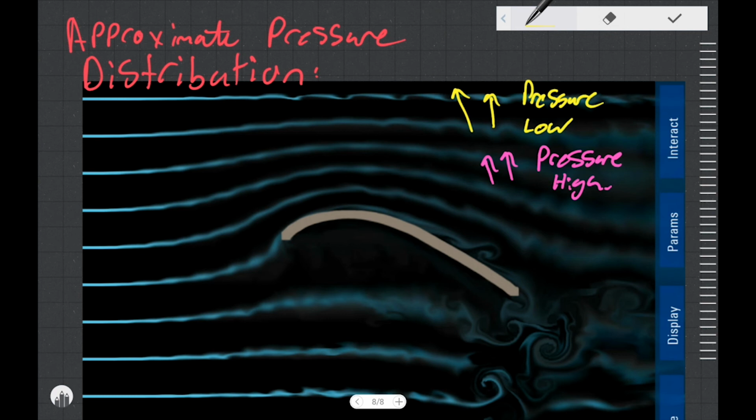So on the top surface of the airfoil, we would expect to see not very much pressure acting at the very front of the airfoil. But as we get into this region here, where we have the streamlines spaced closest together, the pressure arrows are going to get bigger and bigger until we reach a peak. And right after that peak, they're going to sharply fall off as the streamlines spread farther and farther apart.